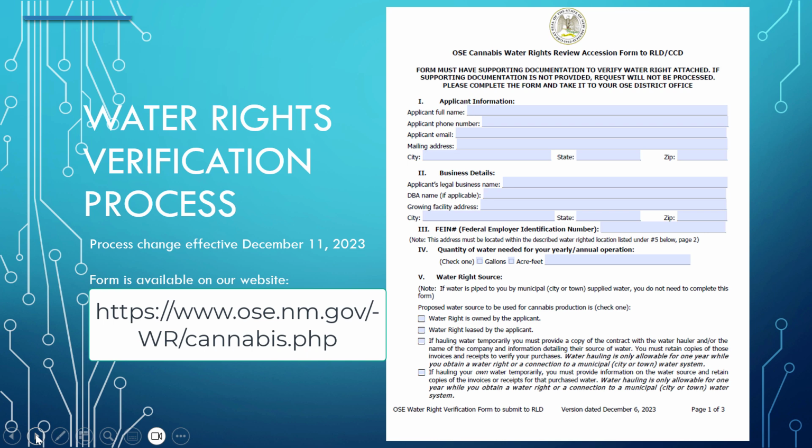Under Section 4, we require that you put down the quantity of water that you will need for your yearly or your annual operation. That may be measured either in gallons or acre feet. Remember, this is for an entire year's need. Under Section 5, you would put down the water right source, whether it is owned by you or leased by you, or if you are using hauling as a temporary means to obtain water while you obtain a water right.